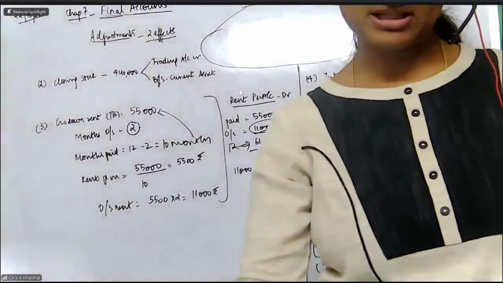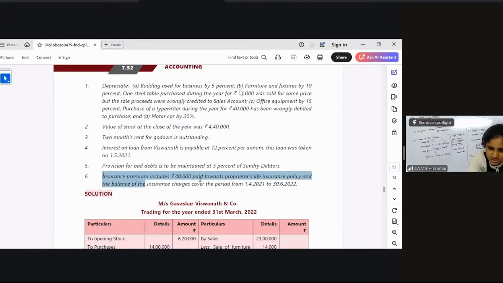Now, all of you, please see, the next adjustment is with regard to insurance premium. Very, very important. Insurance premium includes 40,000 paid towards the proprietor's life insurance policy and the balance insurance charges for the period between 1/4/2021 to 30/6/2022. That means how many months are there? Between April 2021 to June 2022, there are 15 months.